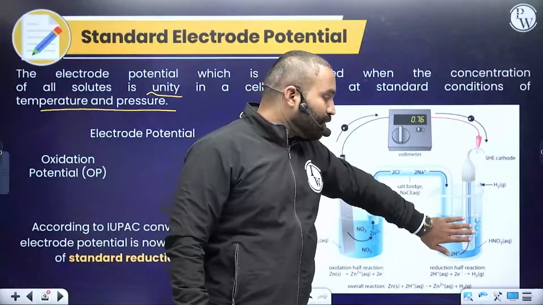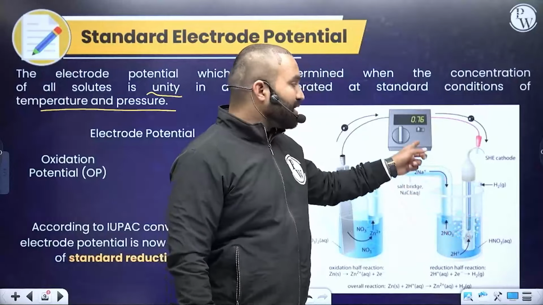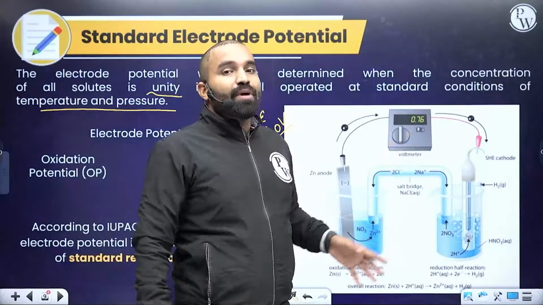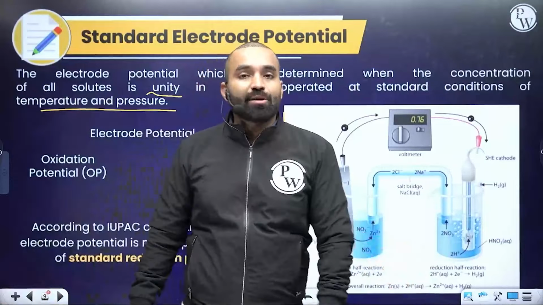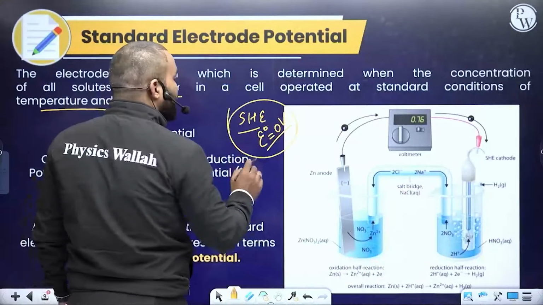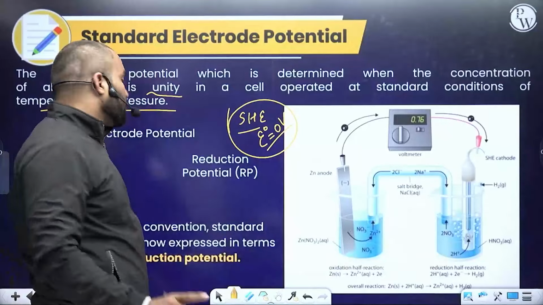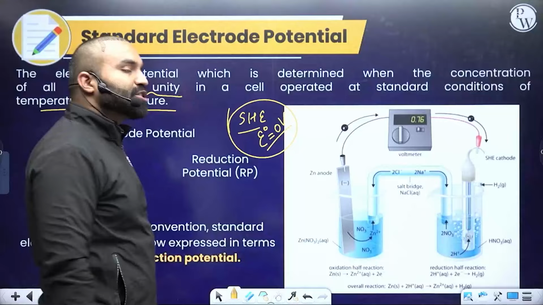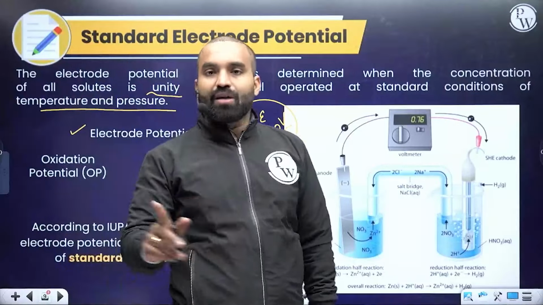If I am able to fix one of the values at 0, what is this value going to represent? It's the other one already. My calculations are so much simplified. Right, everybody? So the SHE electrode potential is considered by convention to be 0. There are two kinds of electrode potential. One is known as oxidation potential. The other one is known as reduction potential.